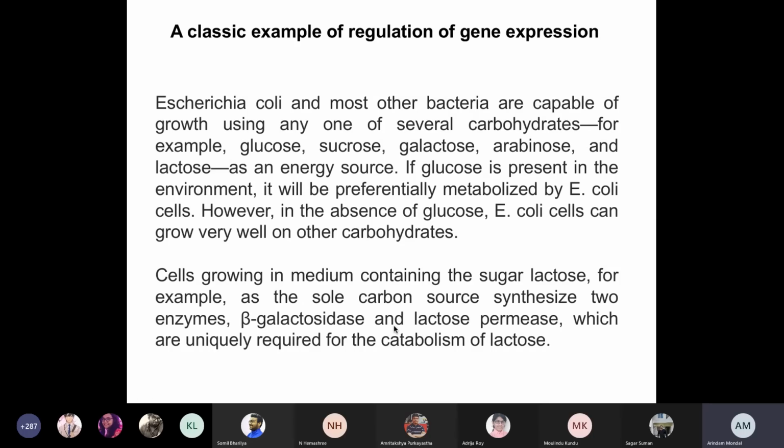So, how does the bacteria regulate the expression of these two enzymes so that only when they want to utilize lactose as their energy source will they synthesize these two enzymes? So that's the regulation we are going to see: in the case of bacteria, if they find glucose in the environment, they will only utilize glucose.